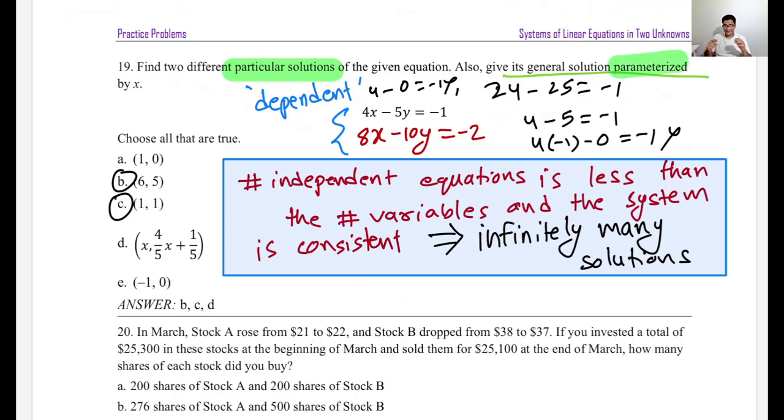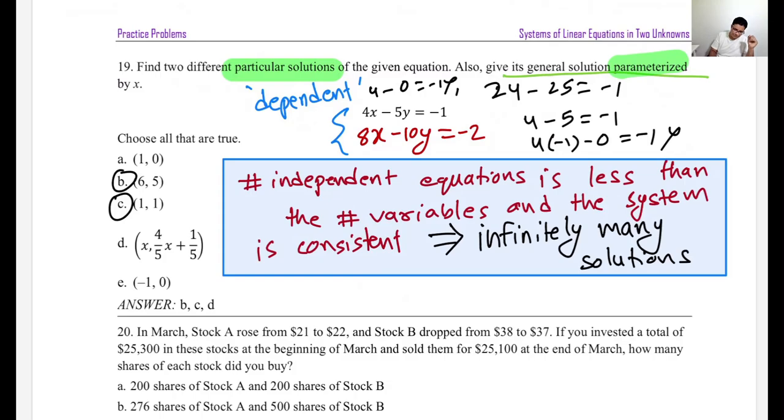Parameterized. Okay. What is parameterized? Parameterized is to use one or more variables to express everything in terms of them. That is parameterization. In this case, instead of X and Y, just use X to represent the whole solution. Everything in terms of X. So how can you get that?